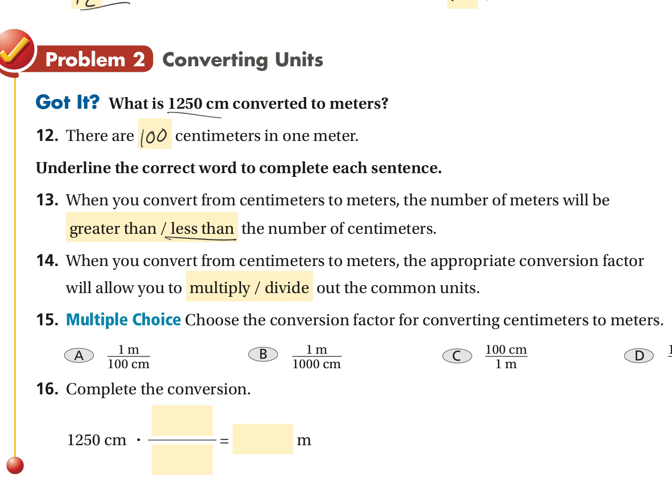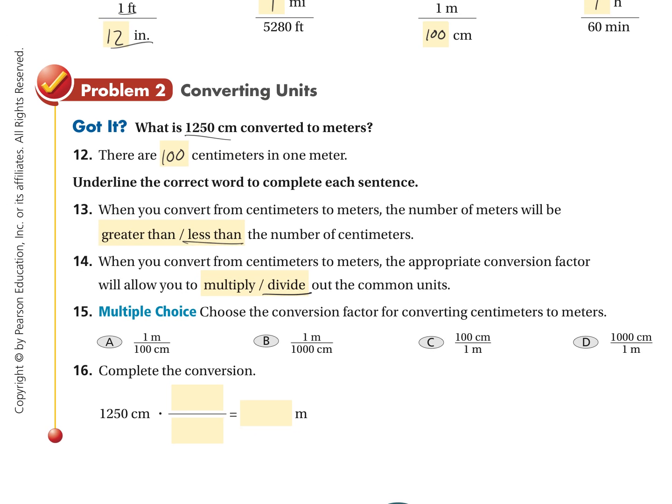And then the next one, number 14: when you convert from centimeters to meters, the appropriate conversion factor will allow you to multiply/divide out the common units. Again, what do we think here? We should be able to divide out the common units, right? Again, if you're confused, we're going to do an example now. We're actually going to solve it.